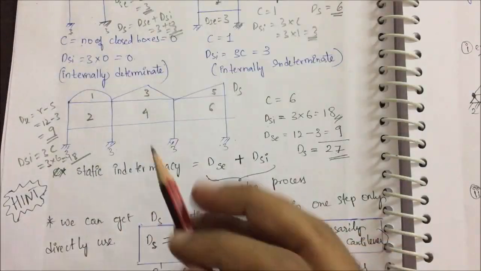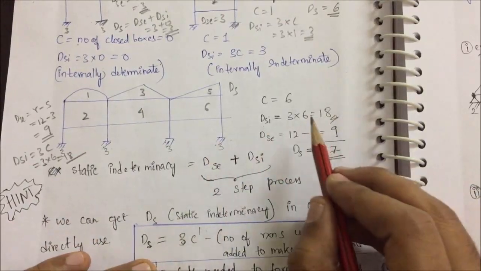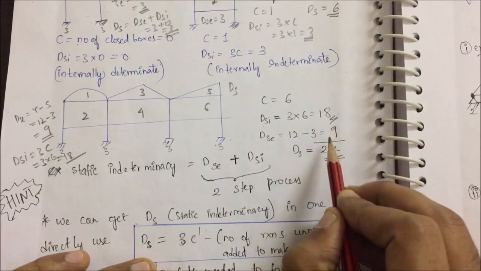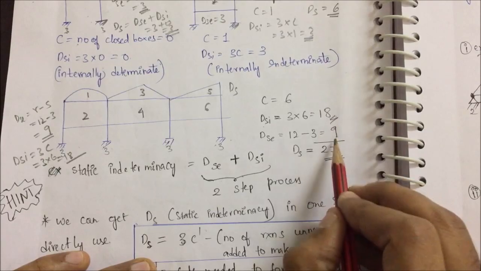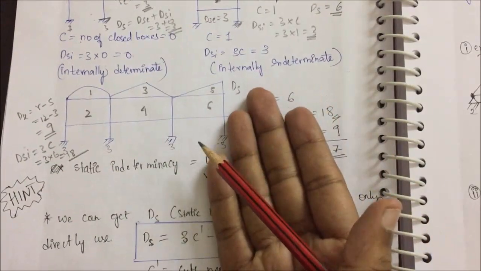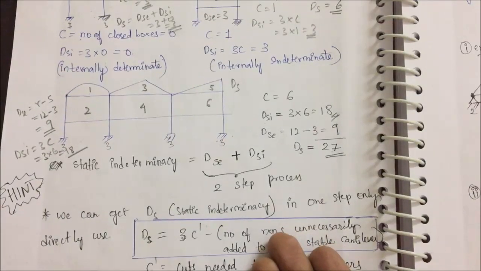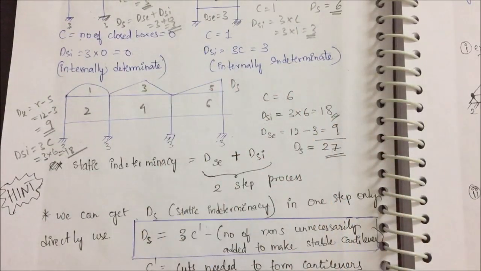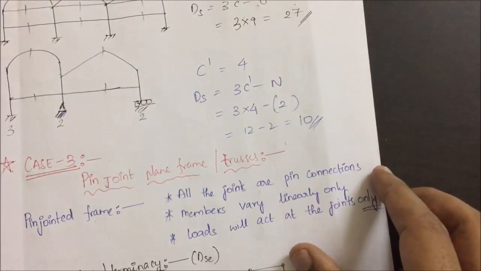In the previous case, what did we do? We calculated DSI individually, we calculated DSC individually, and then we added them to get 27. It's up to you. You can do that too, it will come in 1 minute. But if you use this method, you will get the answer within 30 seconds. Okay, so let us solve some questions related to this formula and then you will be perfect in it.